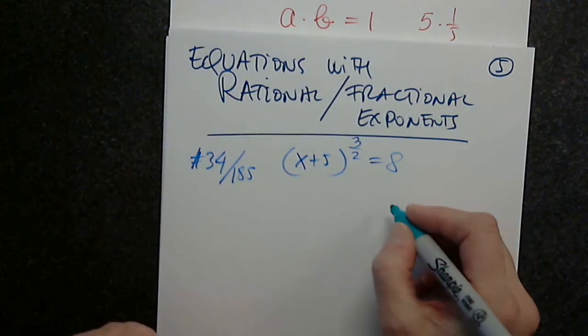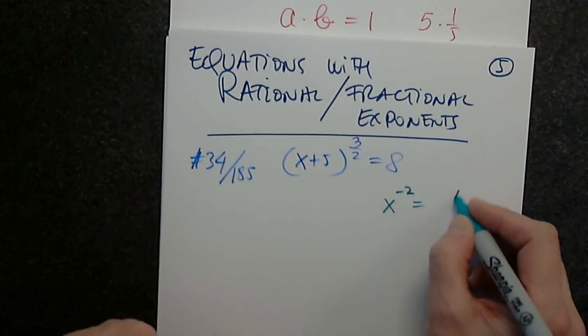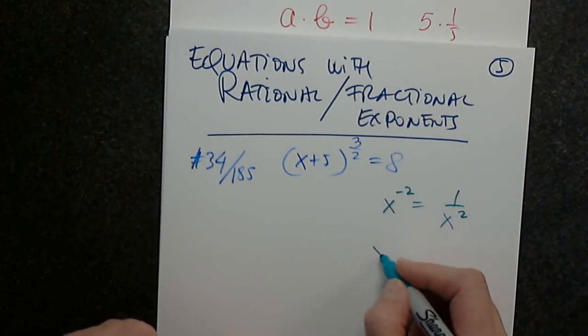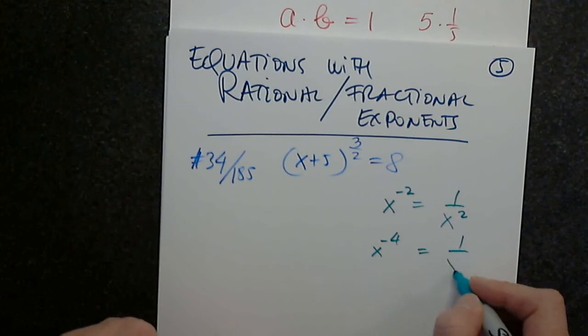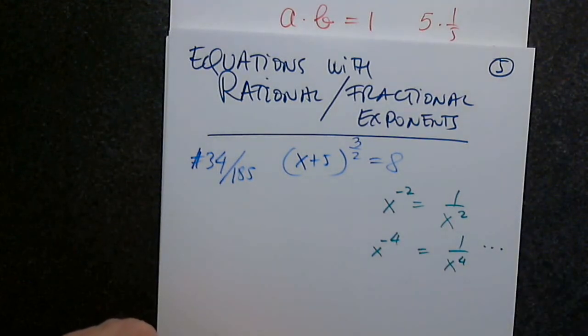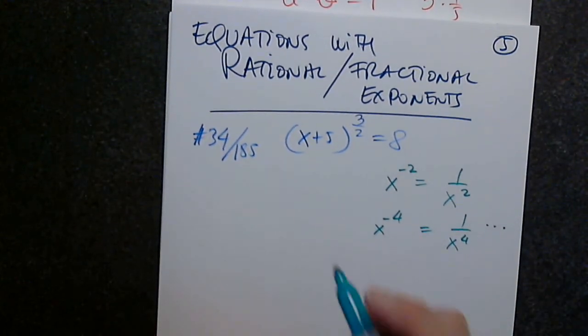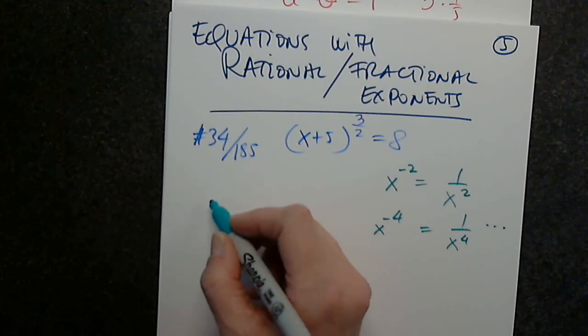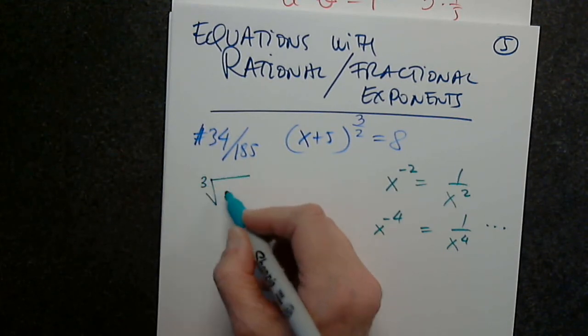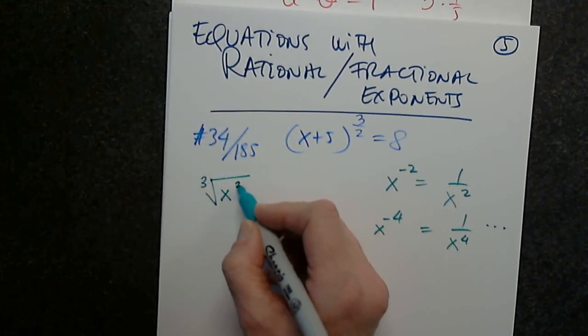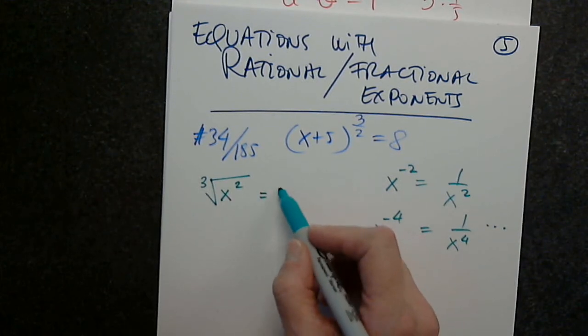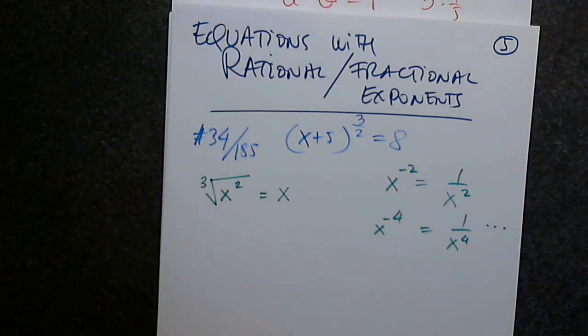Now, we refreshed our memory on x to -2 being 1 over x squared, or x to -4 being 1 over x to the 4th, and so on and so forth. Now, if I ask you how do you rewrite the cube root of x squared, you will say x to which power?